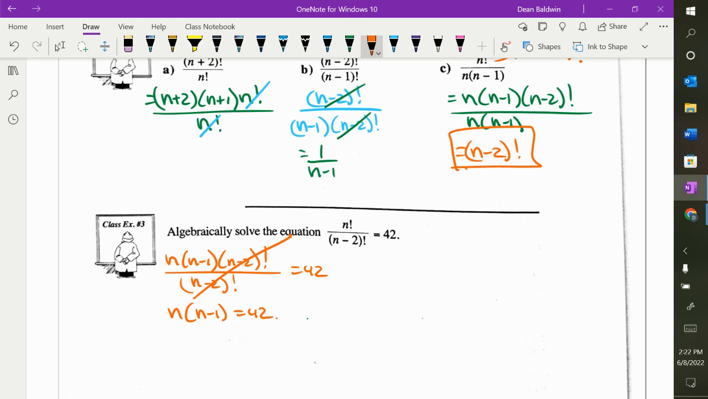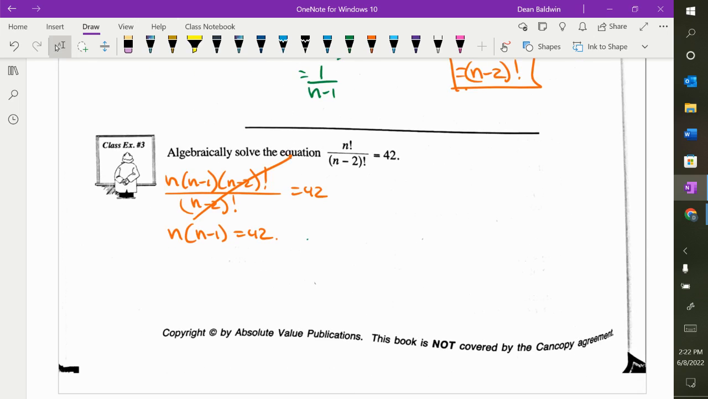What type of equation is this? That is a quadratic. How do you solve quadratics? What do you have to do first? FOIL, and then move everything to one side and then factor. So I multiply the n in and I get n squared minus n. I move the 42 over and I get that. Now you factor. What multiplies to negative 42 and adds to negative 1? Which one's negative?